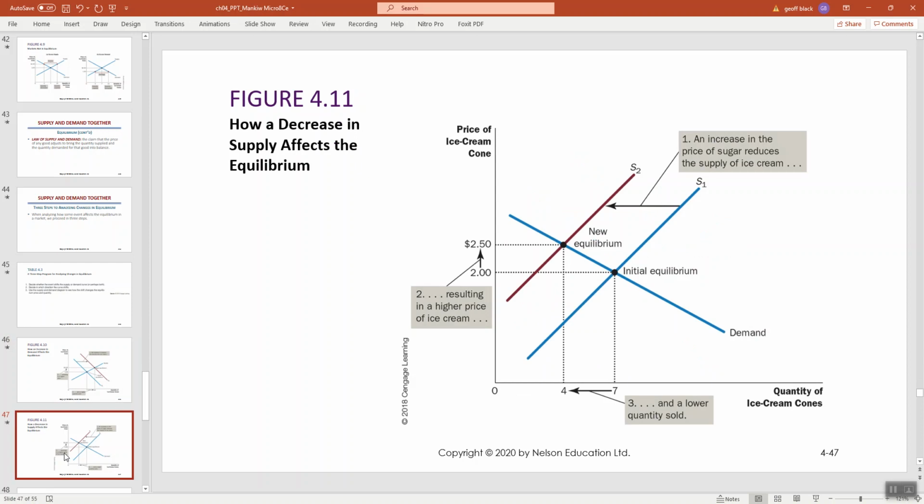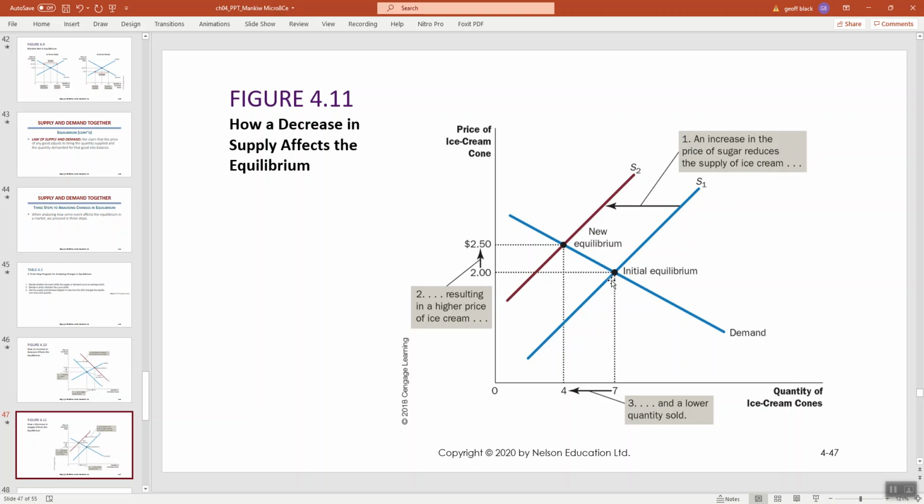How about this one? An increase in the price of sugar. What do you think is going to happen? Again, these slides kind of give it away here, but let's suppose it just said there is an increase in the price of sugar. Well, this is an input cost. So do you think this is going to affect the quantity demand or the quantity supply? Okay, so you pick up on the fact that it's going to affect quantity supply, because it's going to affect the suppliers, because they have to pay more for sugar.